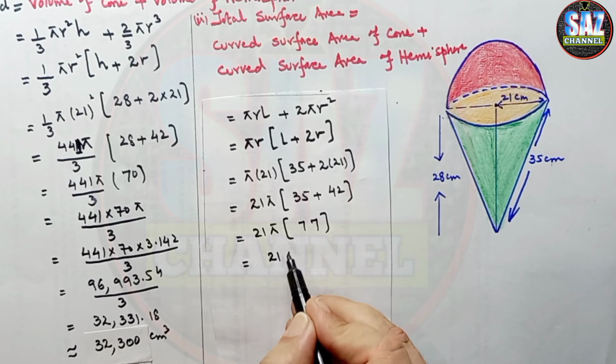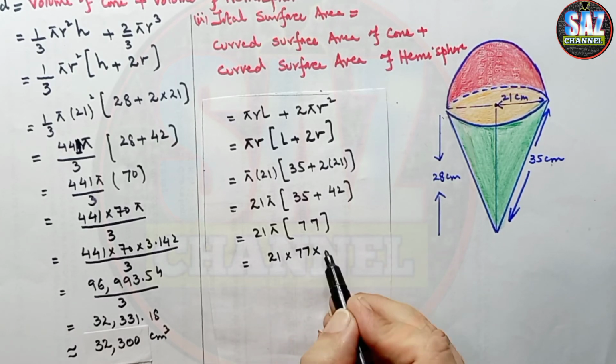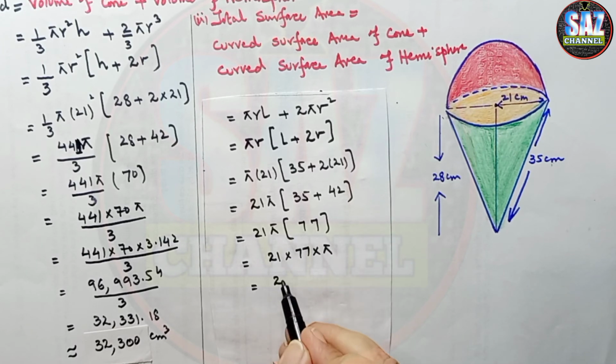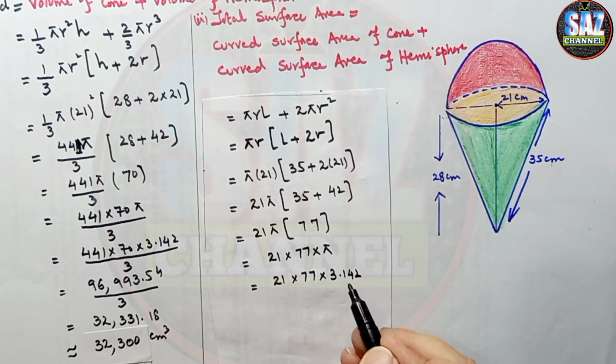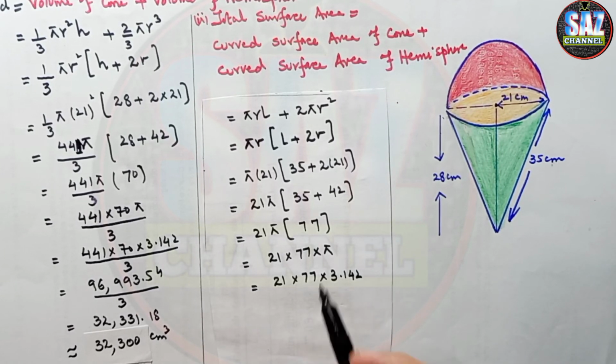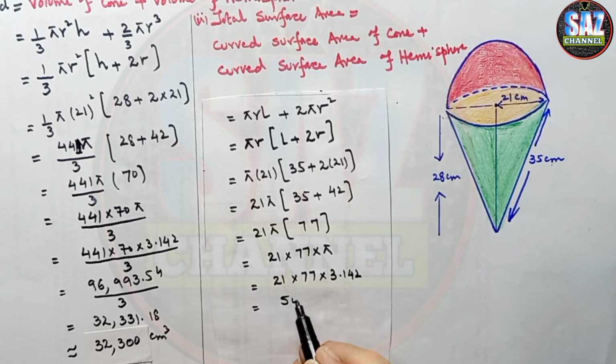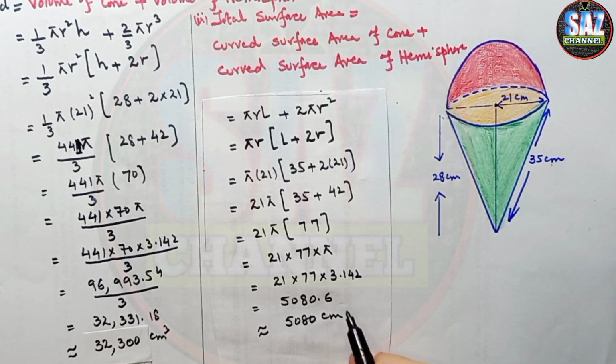So 21 multiplied by 77 multiplied by pi, and 21 multiplied by 77 multiplied by 3.142. Okay, then 21 multiplied by 77 multiplied by 3.142, and this gives me 5080.6. And as we have to give our answer nearest to three significant figures, it can be written as 5080 centimeter square. I hope you are clear about today's class.